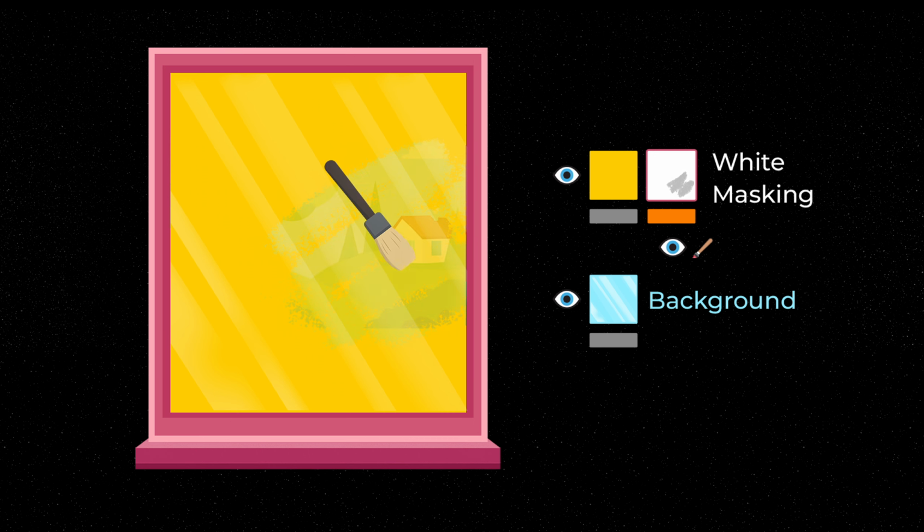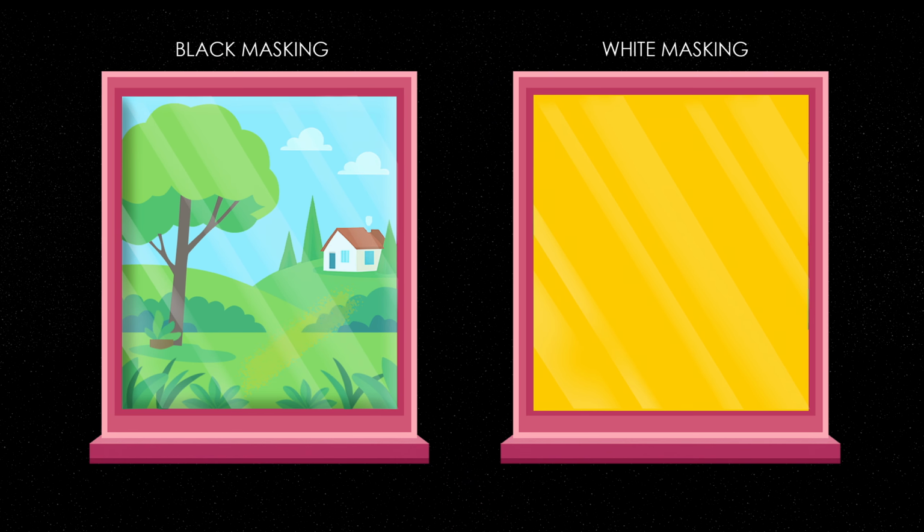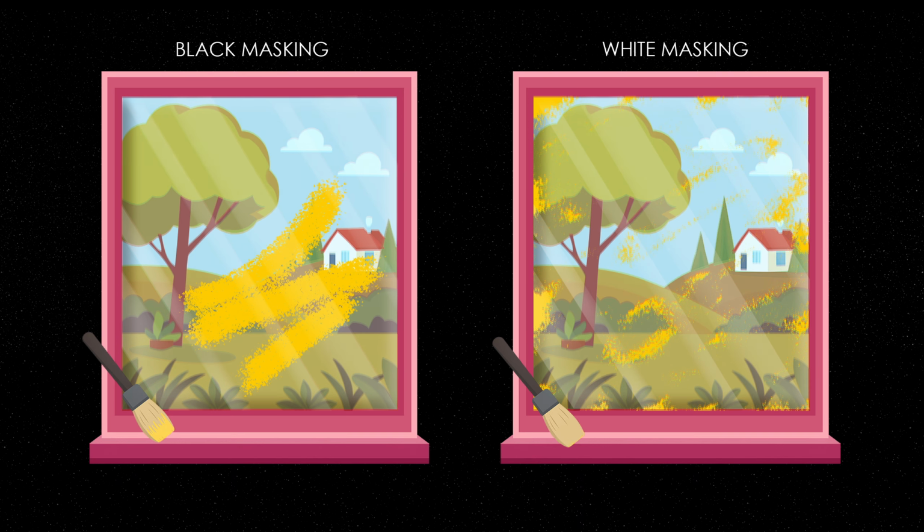When you paint on it, you're actually removing the yellow paint, making the glass clear again so you can see through it. And white masking removes color instead of adding it. In short, black masking adds color and white masking erases it. Just like deciding whether you want to paint the glass or clear it to reveal the view outside.